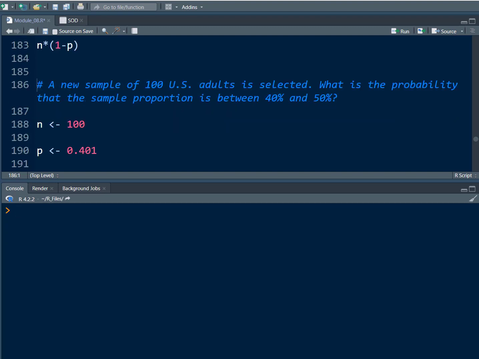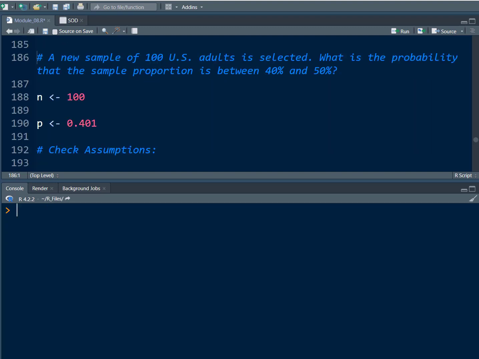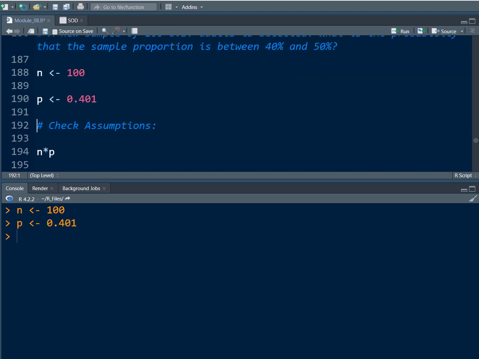Suppose now that a new sample of n equals 100 US adults is selected. What is the probability that the sample proportion is between 40% and 50%? Okay, so let's try this again. Here, n equals 100 and p equals 0.401. We're going to check the assumptions.